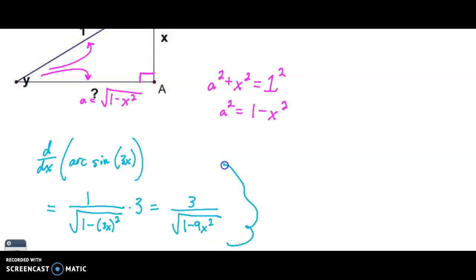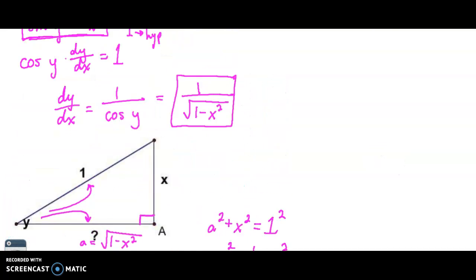So here's just an extra problem if anybody wanted to see it worked out slightly differently. Yeah, I think that's a good enough explanation.